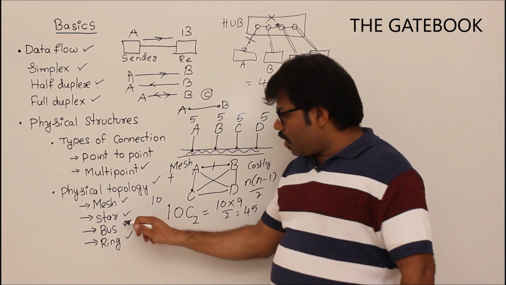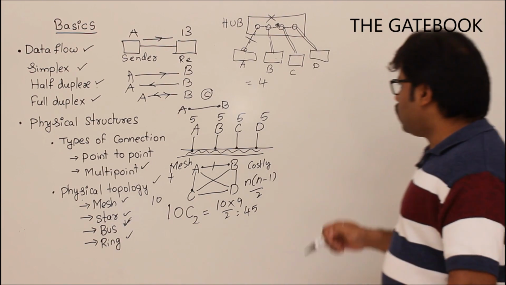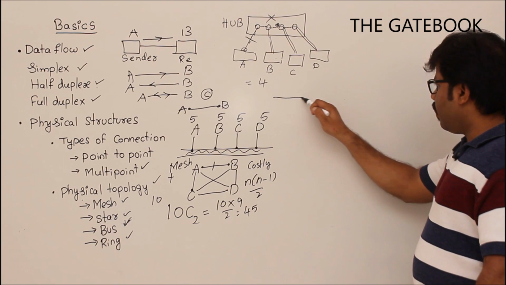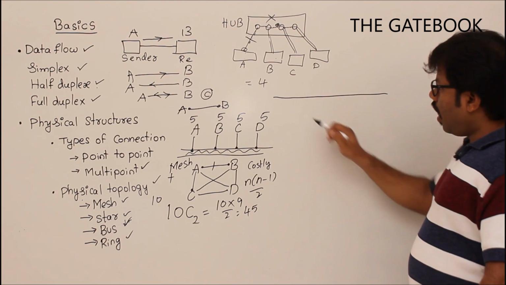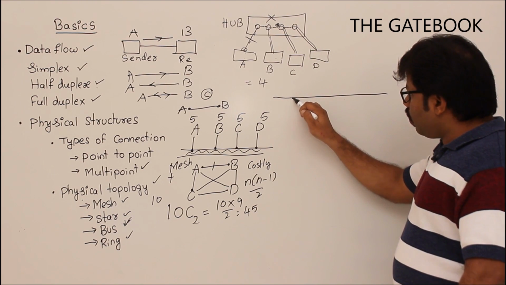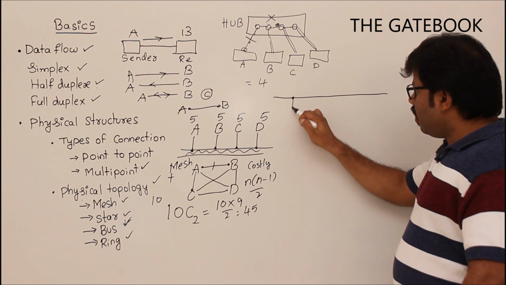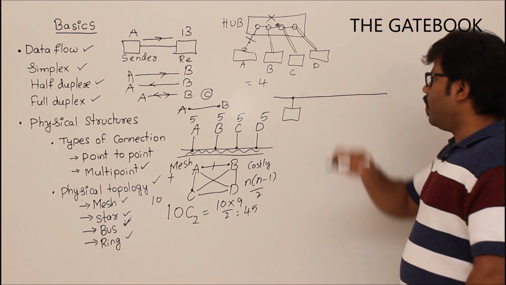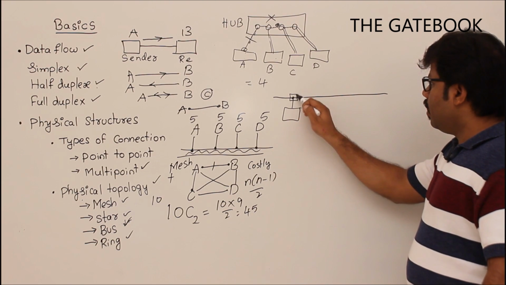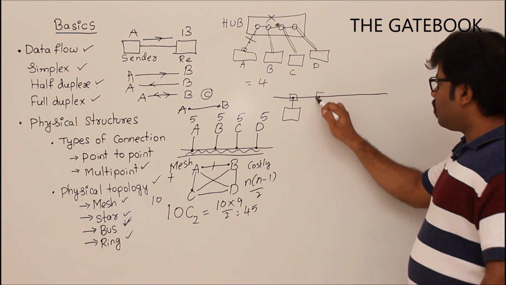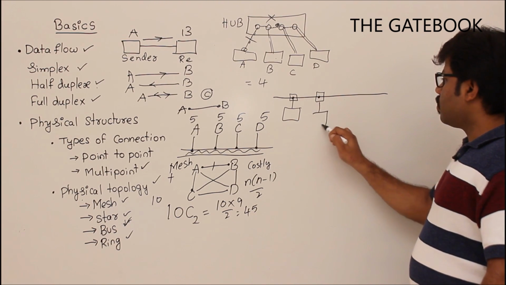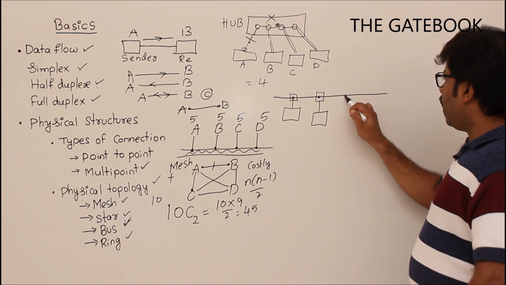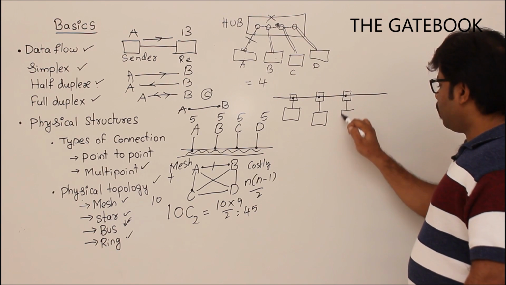Now the third one is bus topology. We'll try to understand bus topology. In bus topology, there will be a long cable, and we are able to cut that cable and connect a system. Okay, this is called a tap. Similarly, we can have so many taps. At this point, we connect the system.